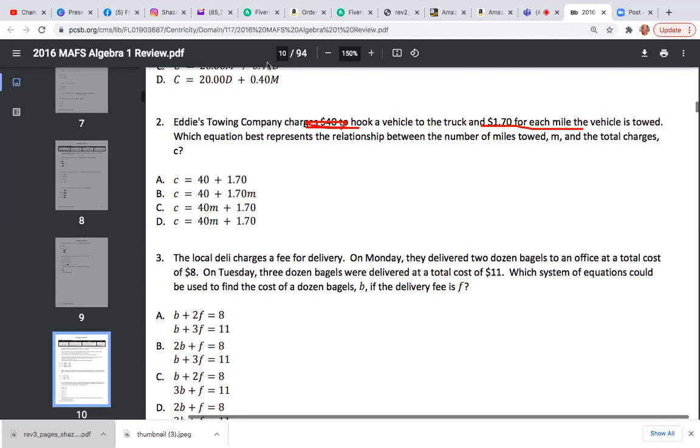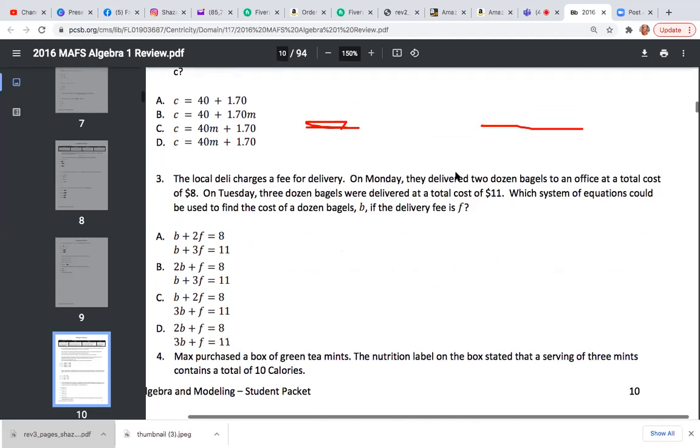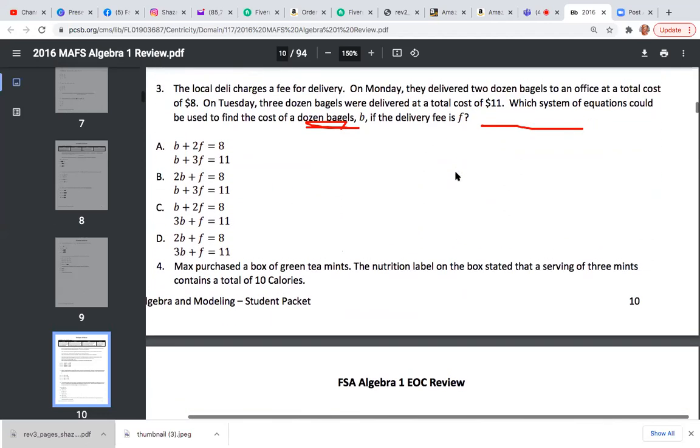So you have to make sure you multiply each mile by the $1.70. C and D wouldn't make sense, because they're saying it's $40 per mile. That wouldn't make any sense whatsoever. And then letter A, I don't even know what they're saying with letter A, so we just leave that one alone, okay? All right, was there a question? No? All right, guys. So hopefully you're feeling a little bit more comfortable. Let's move on to this one right here.